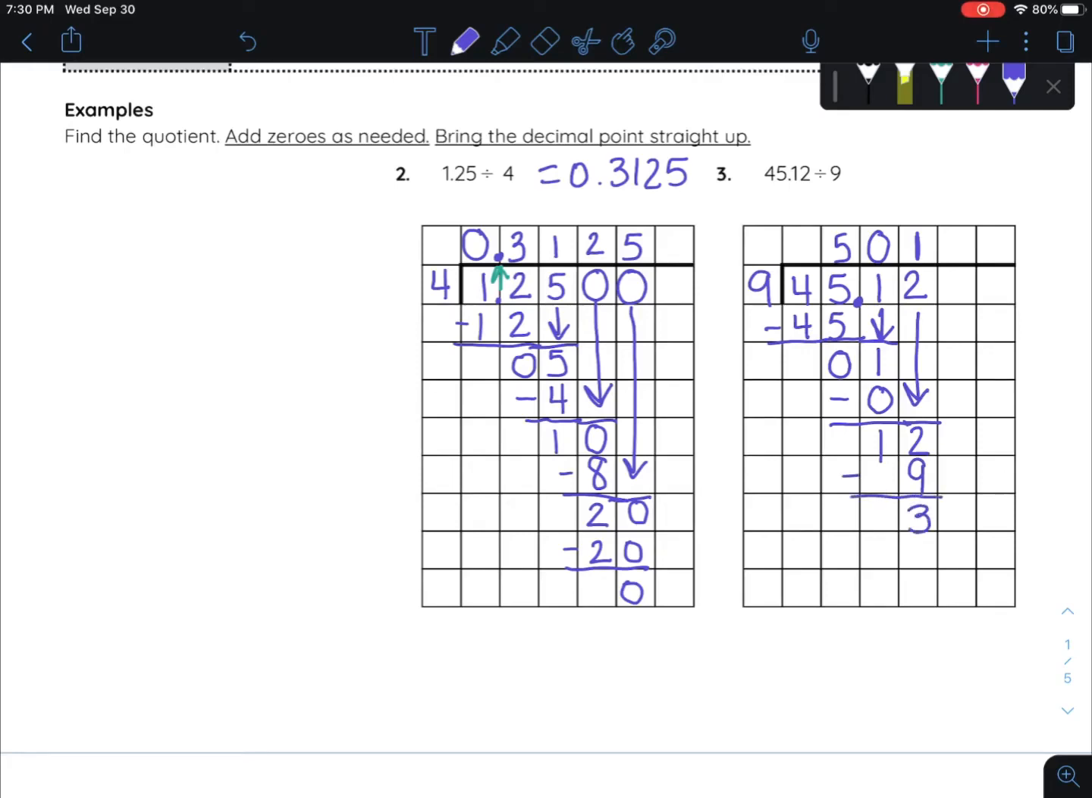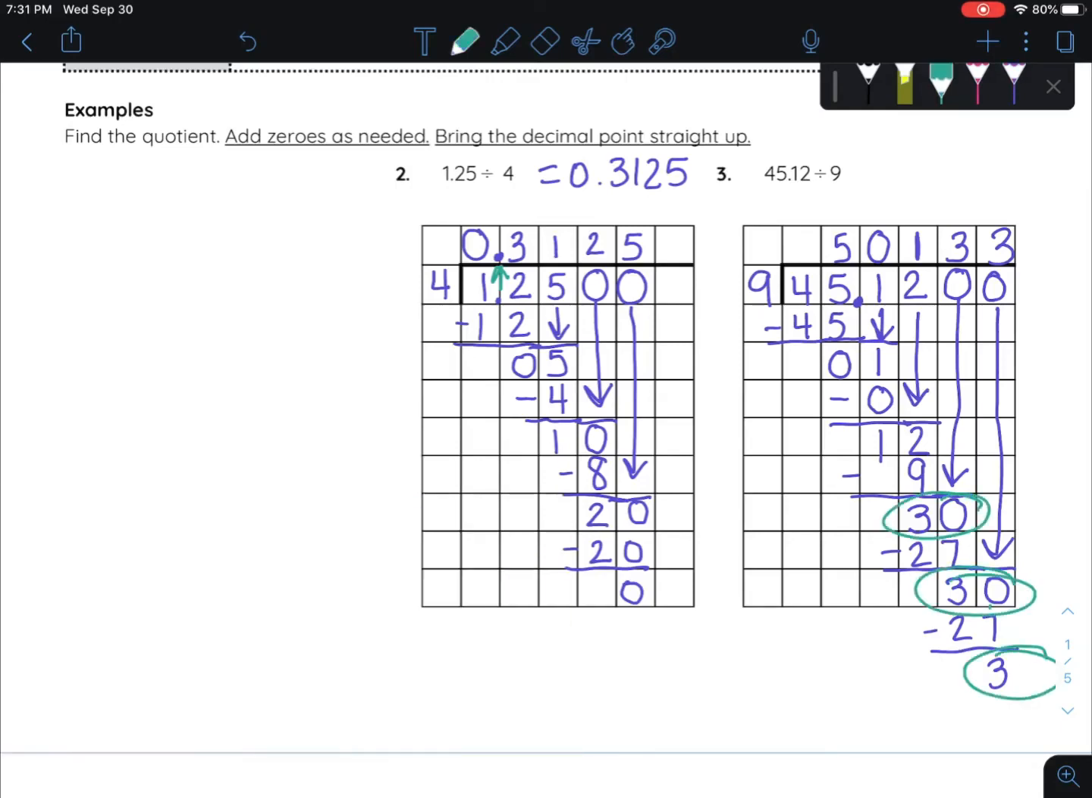Now, we didn't get 0, so we have to add a 0. Bring it down. 9 goes into 30 3 times. 3 times 9 is 27. Subtract, we get 3. Add a 0. Bring it down. 9 goes into 30 3 times. 3 times 9 is 27. This sure looks familiar. Subtract, we get 3. This is definitely getting repetitive. So we know that what we have here is a repeating decimal.